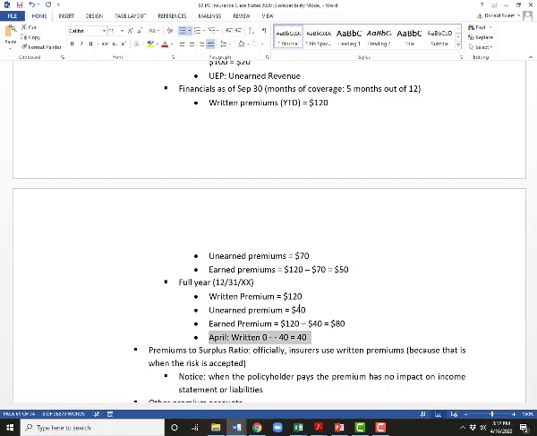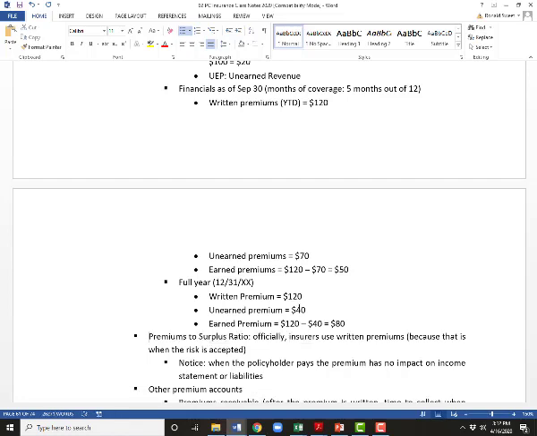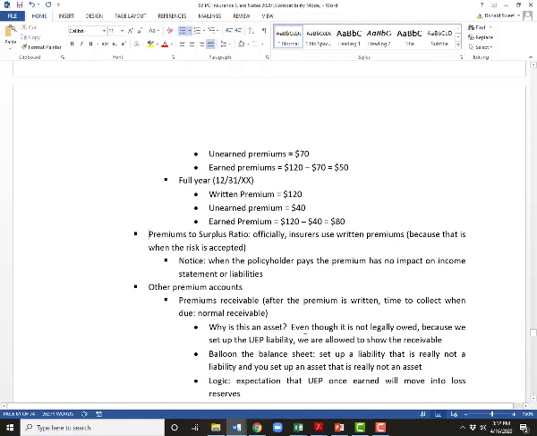So the next year gets a little more interesting, and it gets a little complicated because obviously they're going to write new business, including rewriting this policy. So it's kind of an ongoing cycle year after year after year. So when the policyholder pays the premium, that doesn't really have any impact on the income statement or the liabilities. It's just the liability set up based off of written premiums, not based on collected.